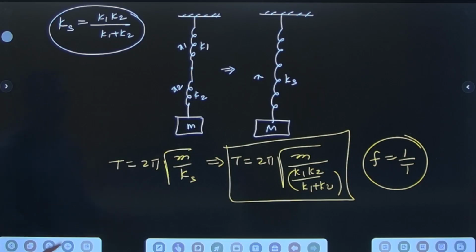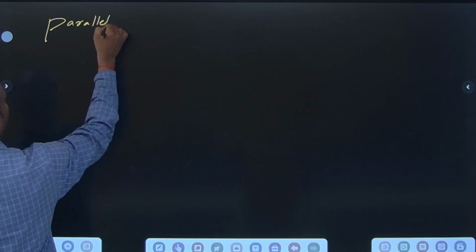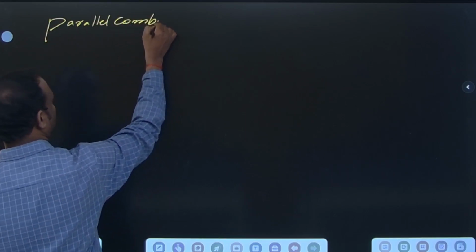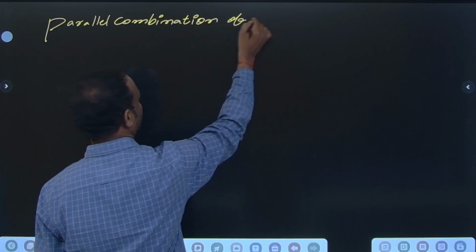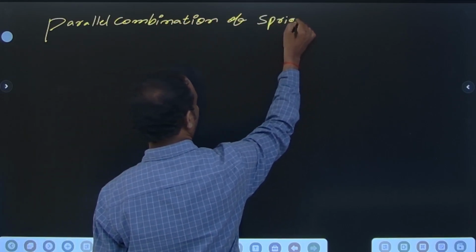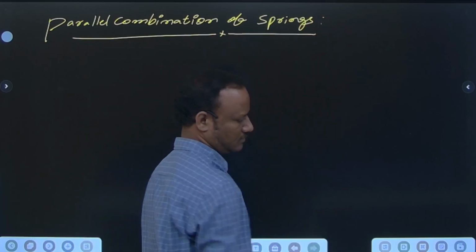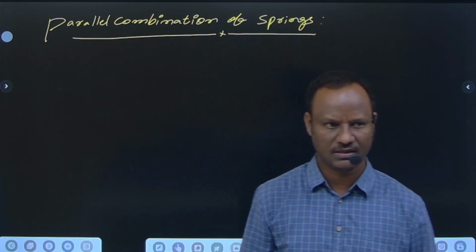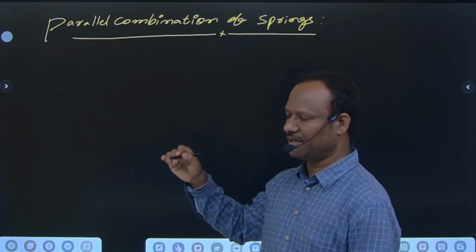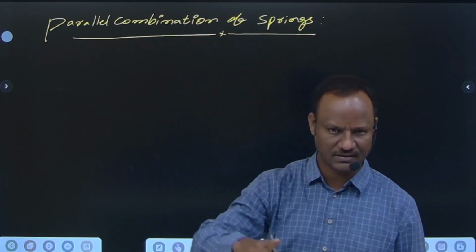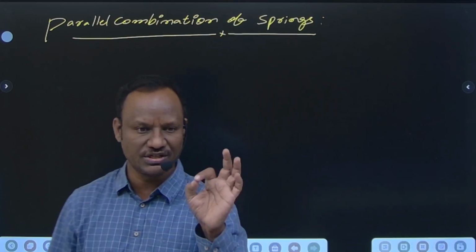So let us talk about the parallel combination of springs. In the series combination, what are the keywords? The same restoring force is applied to all the springs connected in series, but the elongation is different.